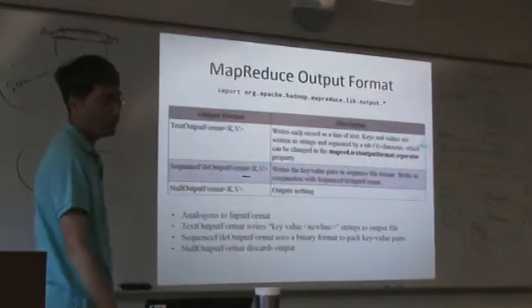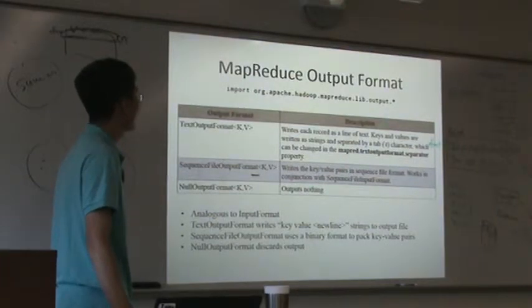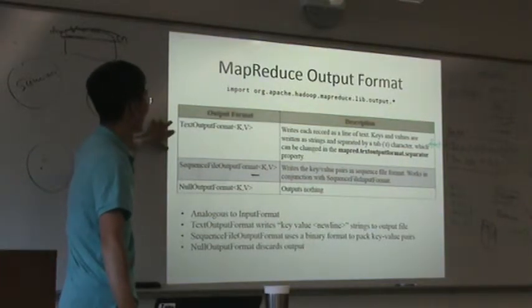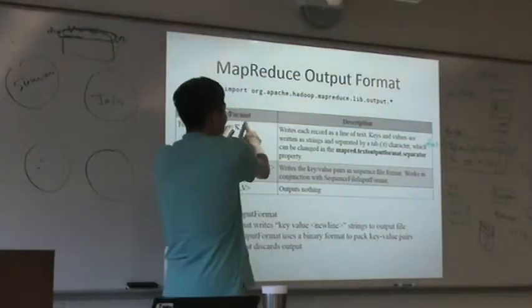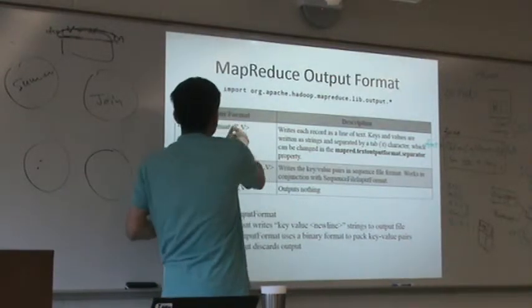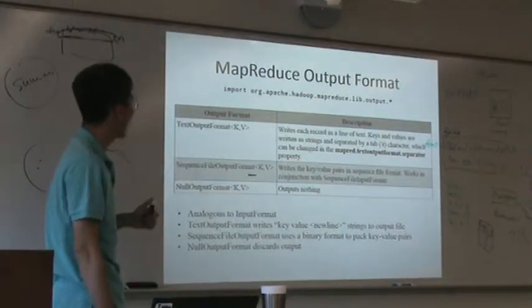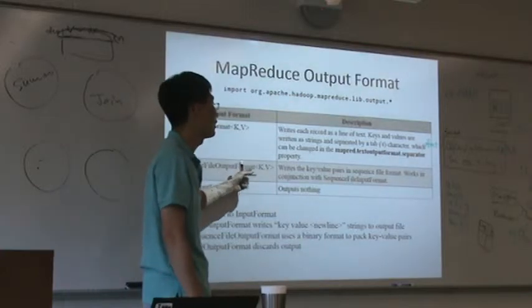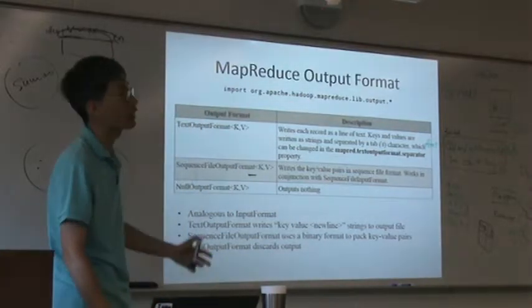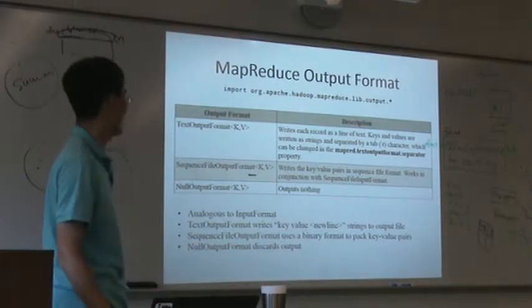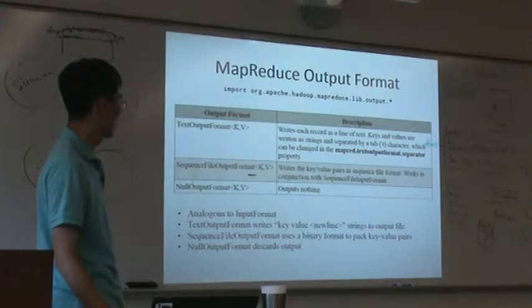And also the MapReduce output format is iterative. It's a repeater. It's an array of keys and values. Sometimes it's a sequence file format. This is given. If you want, you can define it by yourself.